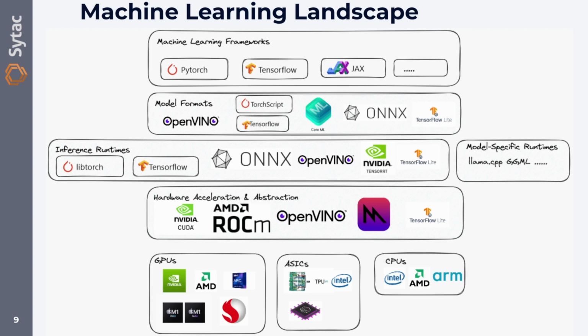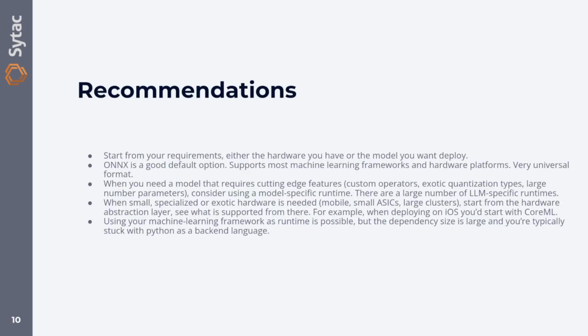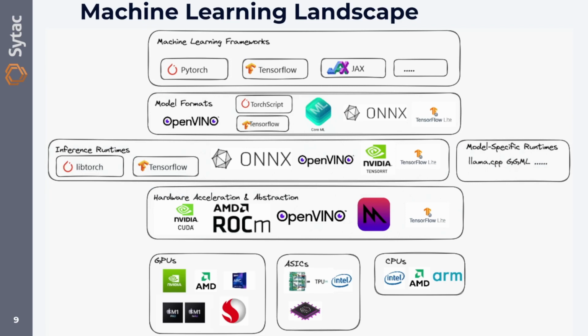You see, it's a bit of a mess, but you know, yeah. So how do you find your way into this mess? So, like I said, start from your requirements. You either want to run something on hardware, so you start at the bottom, or you have a very specific type of model that you want to run, right? So you either start here. Okay, I have a GPU and I want to run models on it. What does it support? Okay, so for example, if you start with NVIDIA, you might want to see what type of hardware abstraction is out there, which inference runtimes support it.